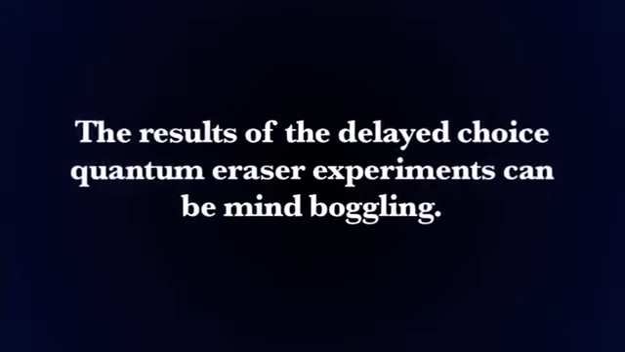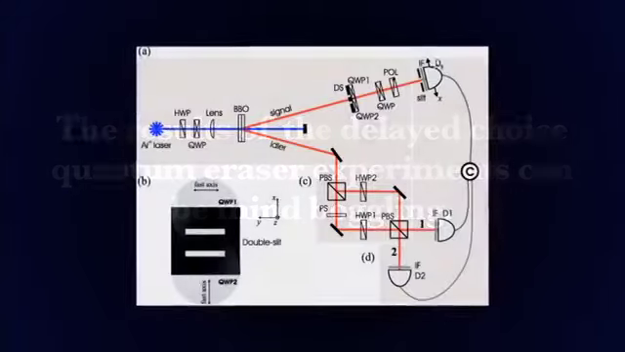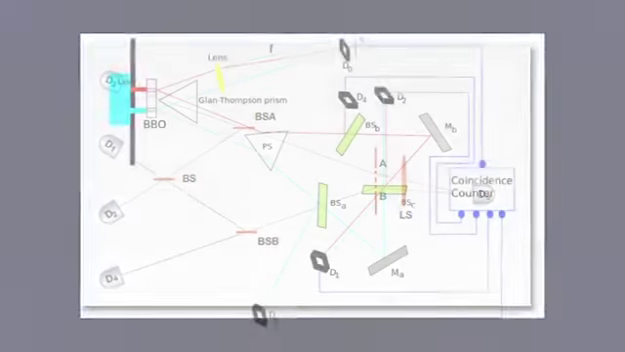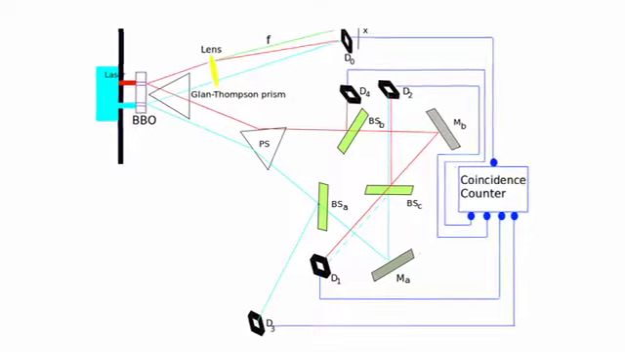The results of the delayed choice quantum eraser experiments can be mind-boggling in many ways, yet many people misunderstand the implications because they don't understand the experiments. So I'd like to explain the most famous one from 1999 and share the shocking implications of the experiment.